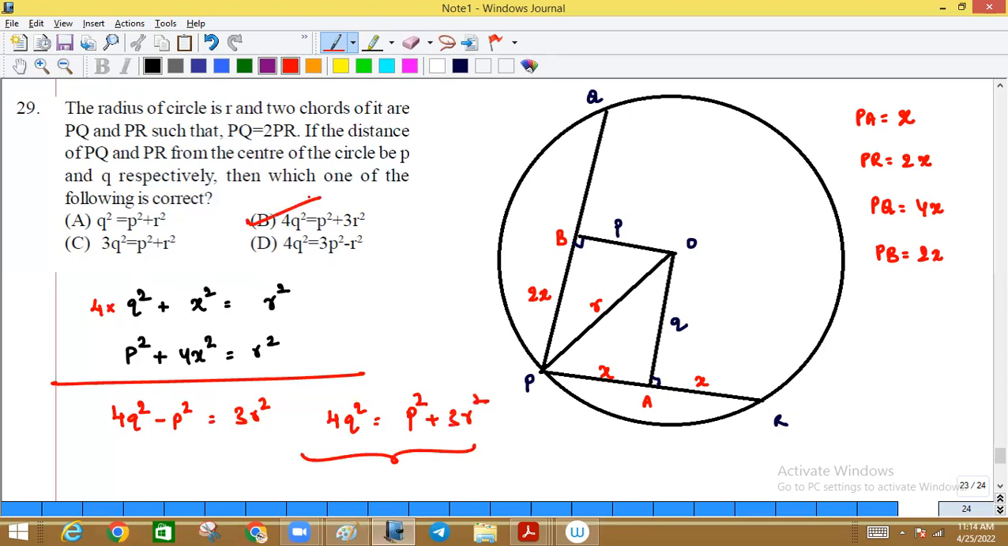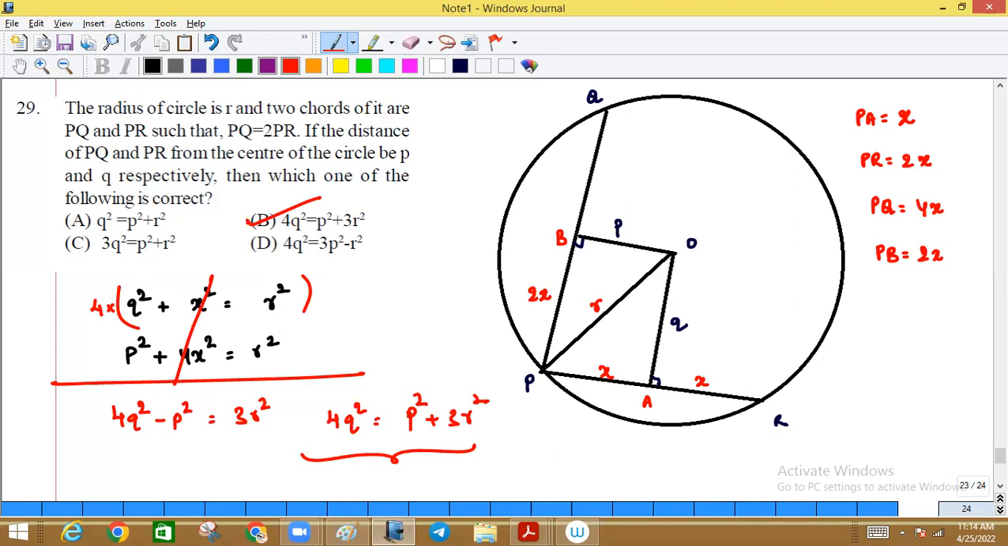My aim is to eliminate X. How do I eliminate X? Multiply the first equation with 4 and then subtract the second. 4x square cancels. 4q square minus p square is equal to 4r square minus r square, which gives you 3r square. Therefore, 4q square is equal to p square plus 3r square.